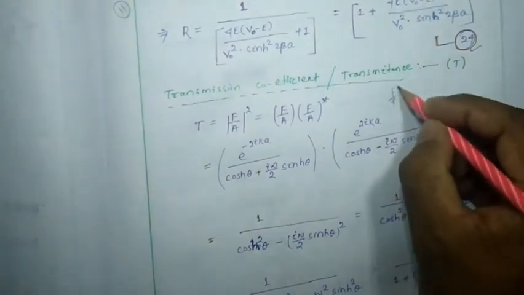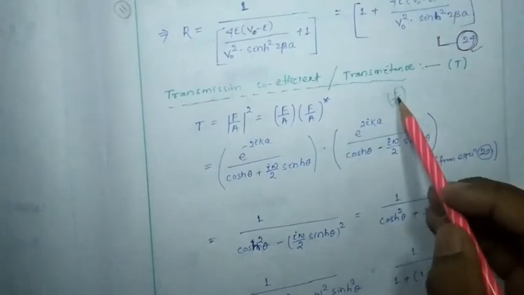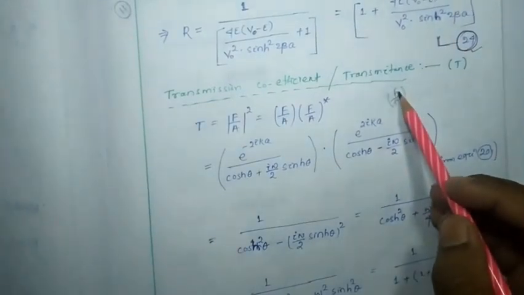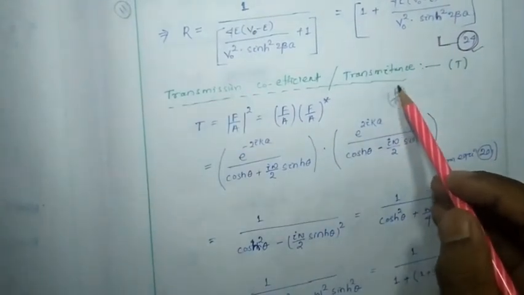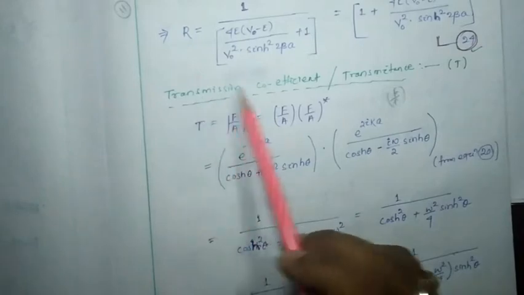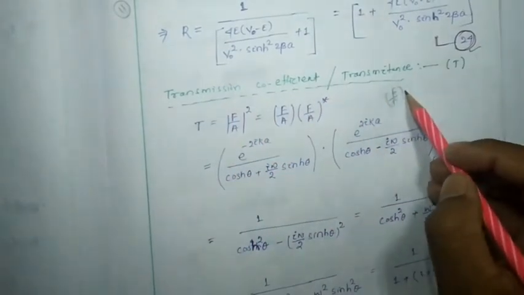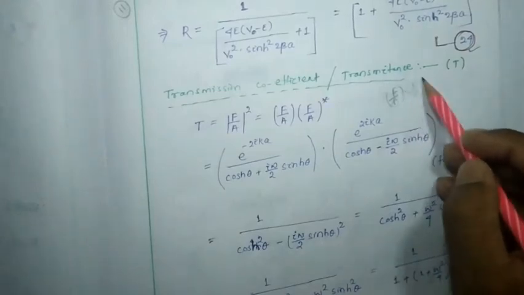f by a is nothing but the amount of transmittance, or amount of transmitting amplitude, with respect to the incident amplitude. So the transmittance or transmission coefficient will be f by a into f by a complex conjugate.